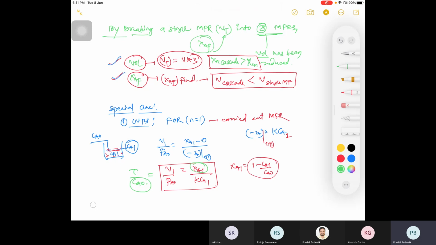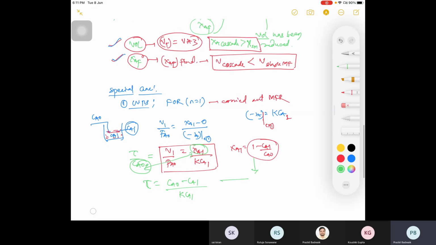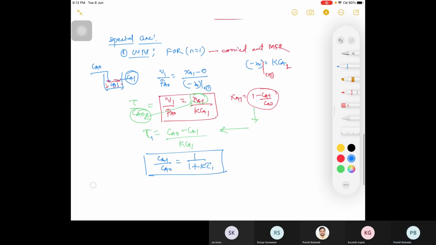So from here, Ca naught into XA1 is your tau, right, is equal to Ca naught minus Ca1, divided by K Ca1, these I am multiplying. Is that correct? And from here you can calculate this value. So you will have Ca1 divided by Ca naught is equal to 1 upon 1 plus K tau 1 for the first reactor, right?